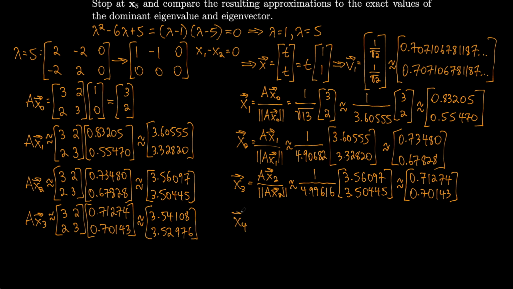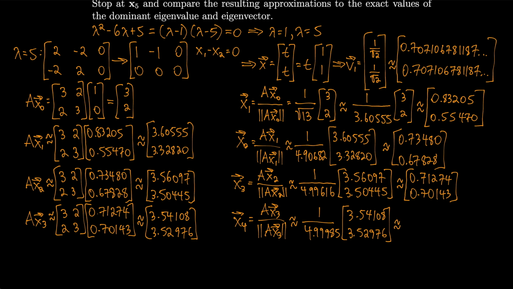So x4 would be Ax3 over the length of Ax3, and that's 1 over 4.99985 times [3.54108, 3.52976], giving us [0.70824, 0.70597].